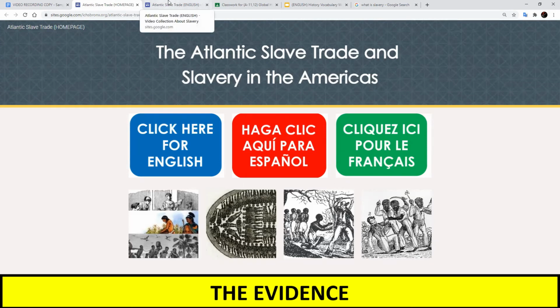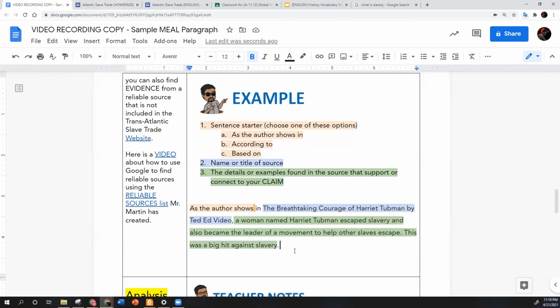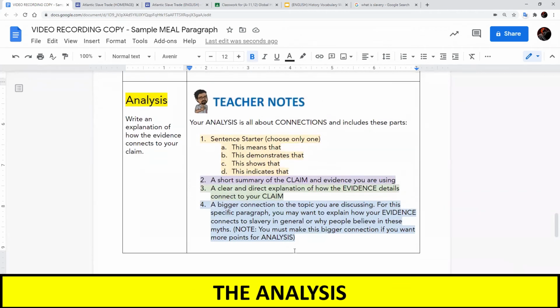And frankly, I did give you a lot of information on the website, more information than we had time for. We didn't even have time to look through it all during class. So please use the information while you're working on these meal paragraphs. All right, so that is evidence. It's done. Now moving on to analysis.